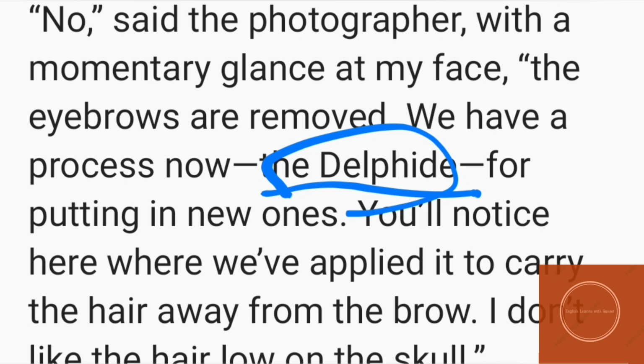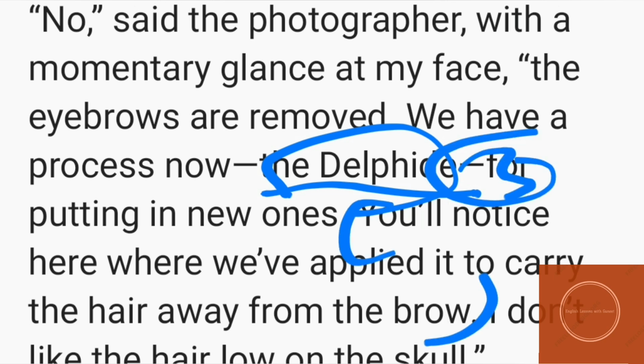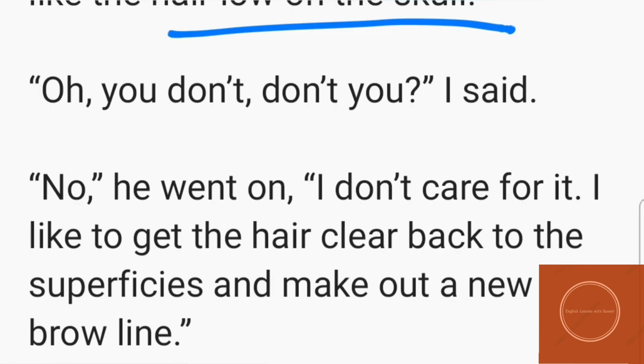"You'll notice where we have applied it to carry the hair away from the brow." Now this is the third thing, you can note it down: they had also done some editing in which they had carried the hair away from the brow. Means the hair, they had carried it away from the eyebrows. Why did the photographer do so? He did so because he didn't like the hair low on the skull. Means he didn't like the hair low on the forehead, near the eyebrows.